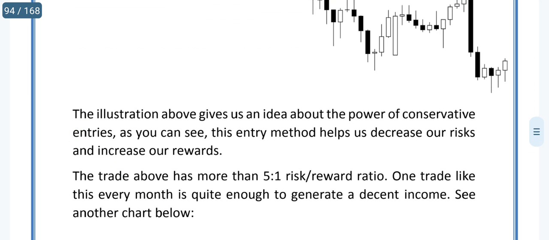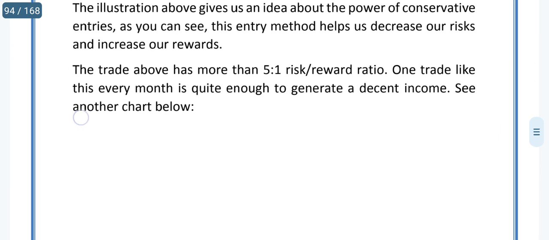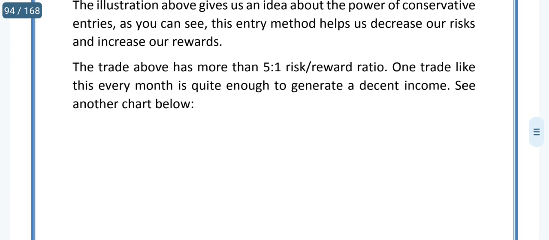So in the illustration above, we get an idea about the power of the conservative entries, and as you can see, this entry method helps us decrease our risks and increase our rewards. Therefore, the trade above has more than a 5-to-1 risk to reward ratio, and one trade this month is quite enough to generate a decent income.